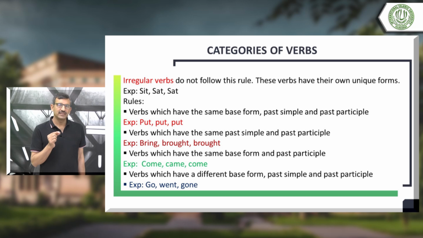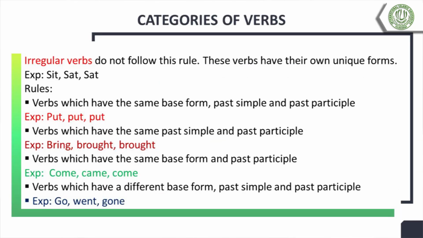So, the bare form sit is different from the second form sat and the third form sat. They have their own unique rules for how they are formed. The first rule is verbs which have the same base form, past simple and past participle. They fall in the category of irregular verbs, like put, put, put. Here the base form, the past simple and past participle all have the same form of verb.